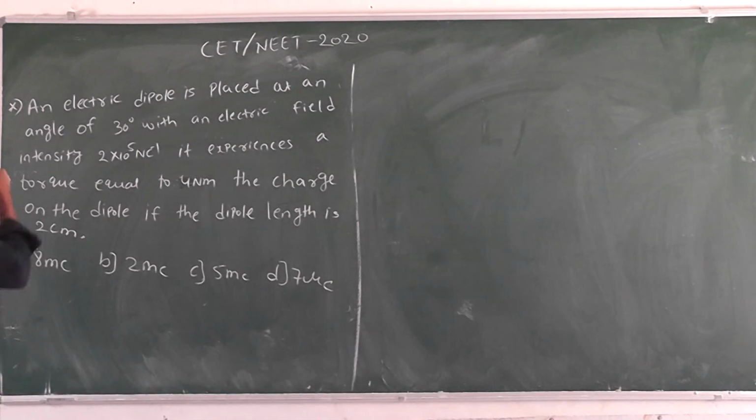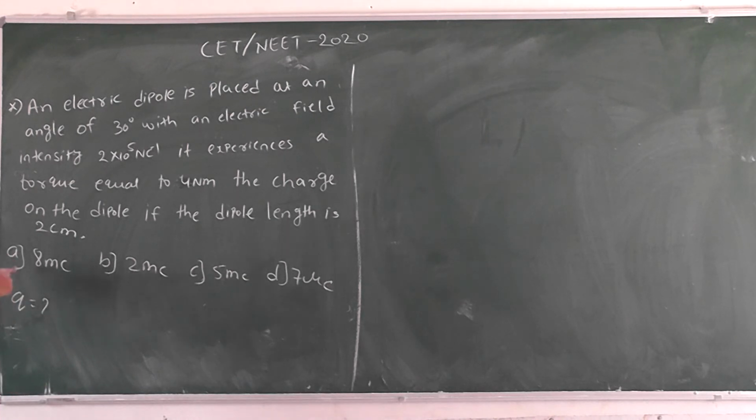Okay. The next question is: an electric dipole is placed at an angle of 30 degree with an electric field intensity 2 into 10 to the power of 5 Newton per coulomb. It experiences a torque equal to 4 Newton meter. Find the charge on the dipole, if the dipole length is 2 centimeter. So what we have to find out is the charge on the dipole, the Q value here.